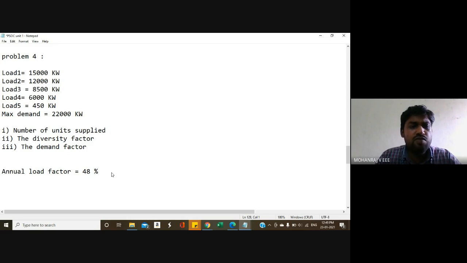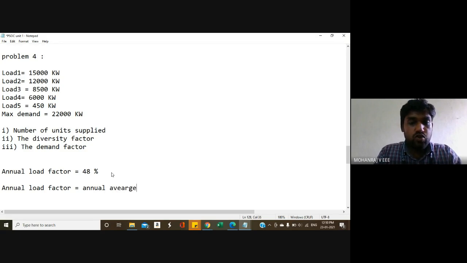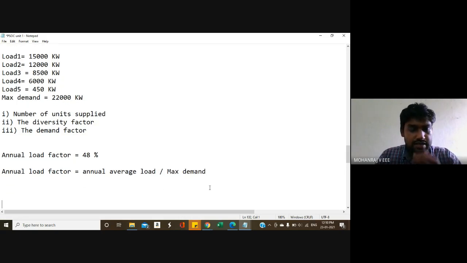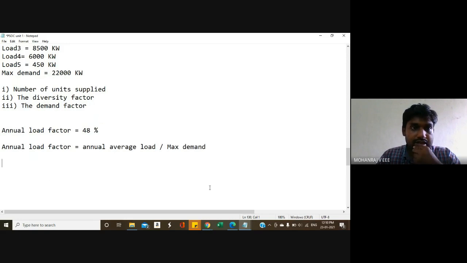So, what is the formula for annual load factor? Annual load factor is equal to annual average load divided by maximum demand. Fine. So what is the annual average load?